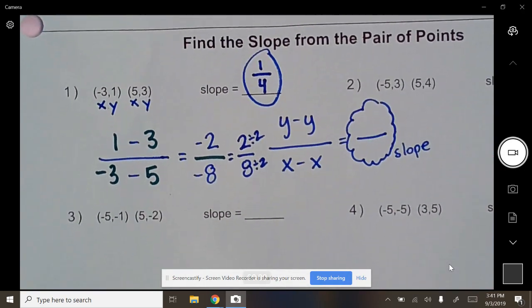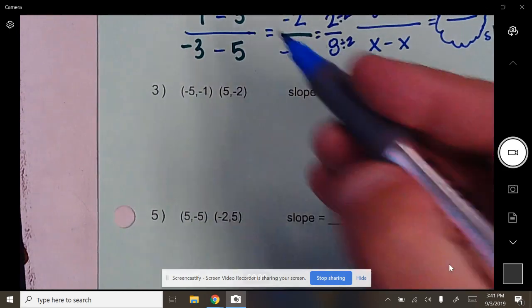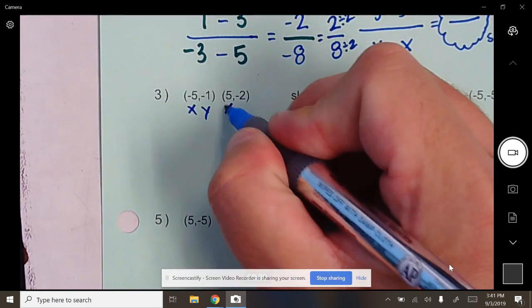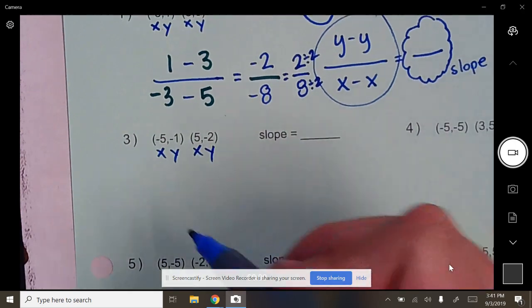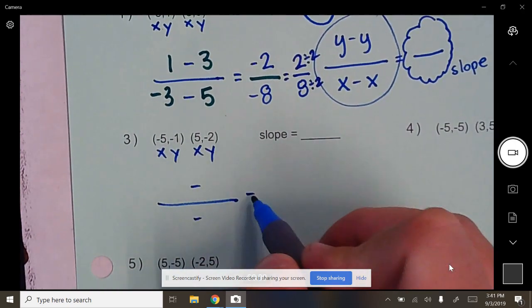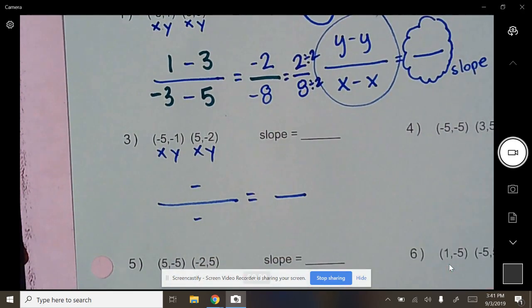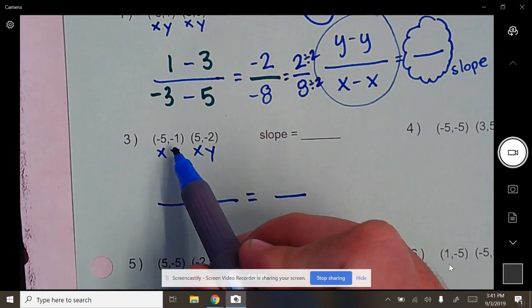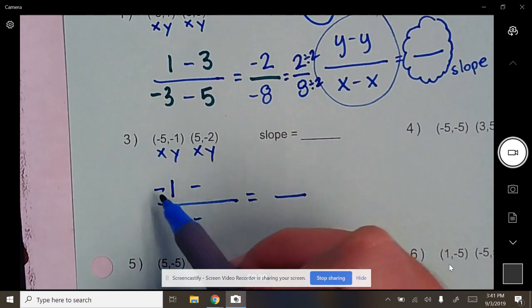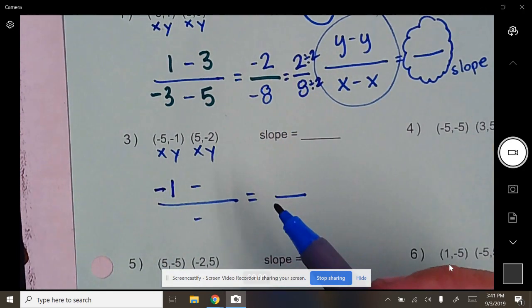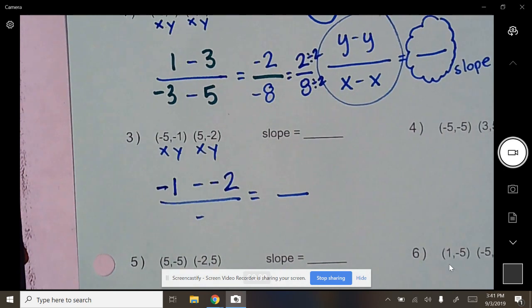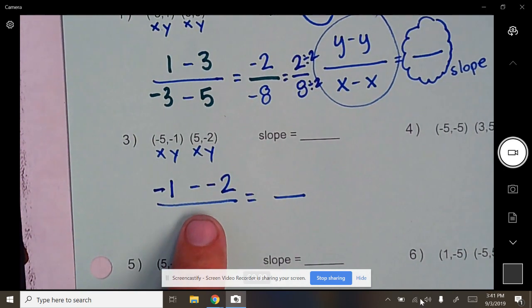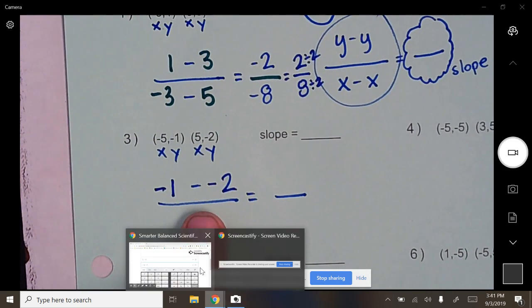All right, let's go down to number 3. Again, x, y, and we're plugging into this formula right here. So I'm going to go ahead and draw out my formula, and it's going to give me an answer that's a fraction, okay? So let me set this up. Y minus y. This y is -1, so -1 goes there. And then this is interesting, my other y is -2. Guys, look at how many negatives are involved here.